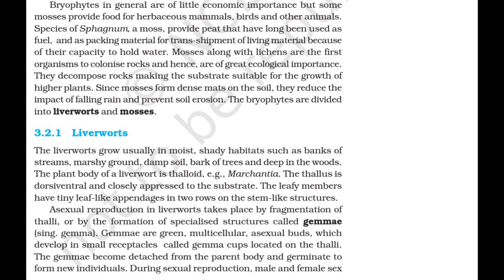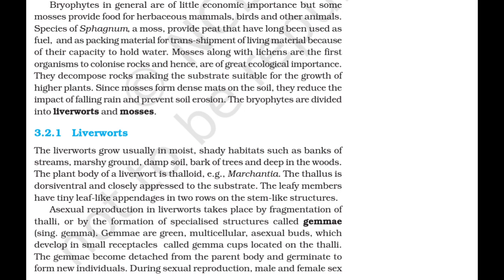Asexual reproduction in the liverworts takes place by fragmentation of thalli or by formation of specialized structures called gemmae. Gemmae are green multicellular asexual buds which develop in small receptacles called gemma cups located on the thalli. The gemmae become detached from the parent body and germinate to form new individuals.